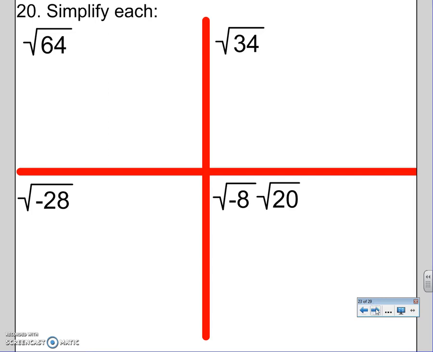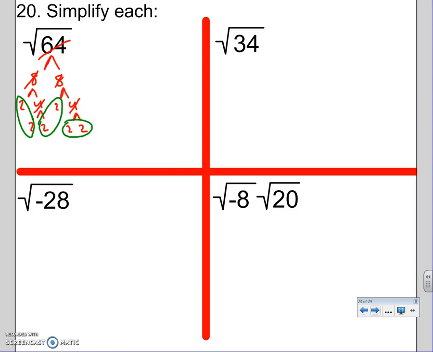Alright, 20. Simplify each. Hopefully you know how to do square root of 64, but if you don't, you can just do the tree branch method. So we're going to figure out what times what's 64. I'll say 8 times 8. 8 is going to be 2 times 4. 4 is going to be 2 times 2. Same over here. 2 times 4, 2 times 2. I'm going to find pairs. So here's a pair of 2's, here's a pair of 2's, here's a pair of 2's.